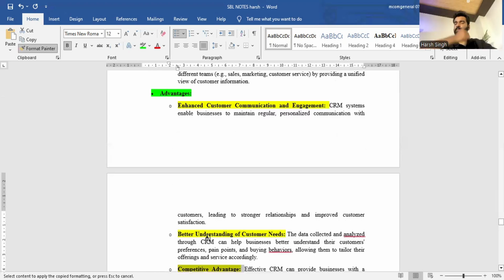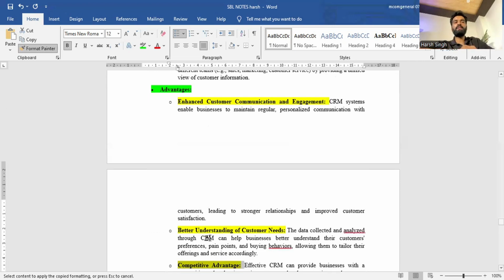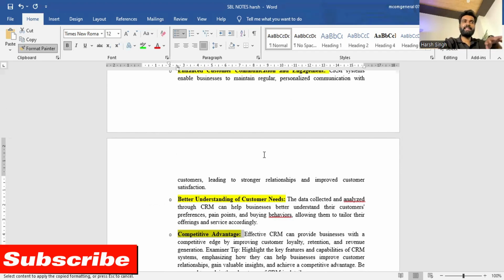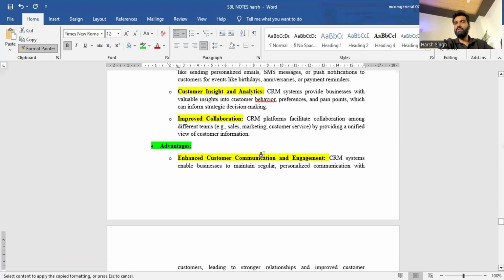Because of customer relationship management, you have a lot of data. You can better understand the needs of the customers. CRM also provides you a competitive advantage, because you have a lot of data about the customers. You can come up with better strategies for the future. So these are certain things that you have to take care of while writing down your answer.